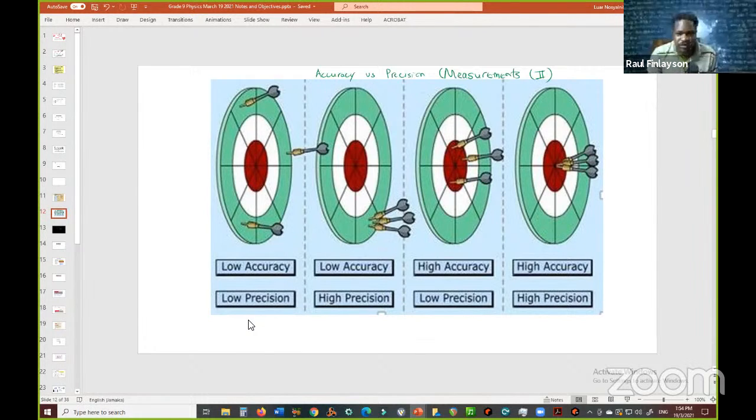All right. So the other situation now, or rather, the third situation, is where you have a high accuracy and a low precision. High accuracy now means, in this case, that another person would have thrown the same three darts, but this time hit the red spot all three times.